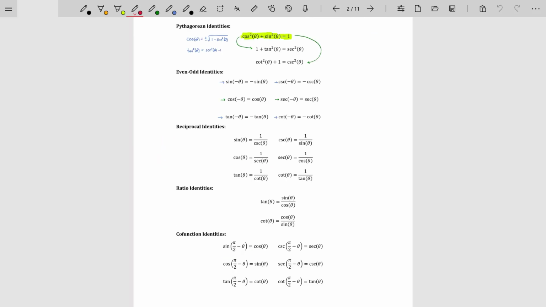In this process, you're going to use all of these identities likely, and I reviewed these in the video right before this, but you need to know your Pythagorean identities, you need to know the even odd identities, the reciprocal identities, and the ratio identities. Every once in a while, a cofunction identity will creep in, not that often though. So it's just critically important that you keep all of these in your brain.